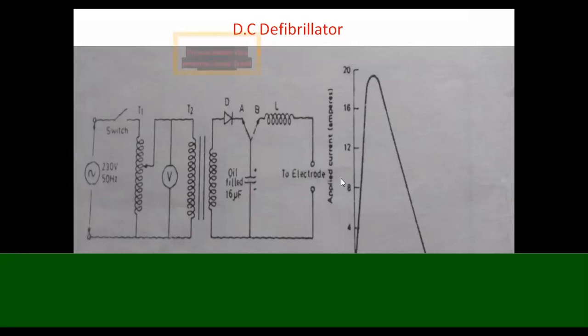Okay. So like this, we have the DC defibrillator. The main use of the inductor is to change the shape of the waveform. If we are not using this inductor, the capacitor will discharge sharply, and that causes damage to the heart muscles and chest muscles.